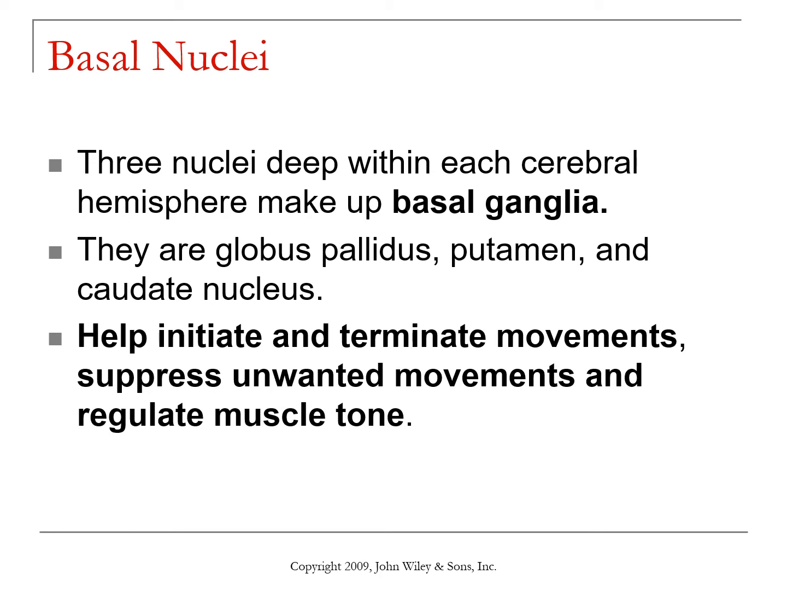The purpose of the basal nuclei, in a nutshell, is to help initiate and terminate movements so that they are smooth. The basal nuclei also help to suppress unwanted movements and help to regulate muscle tone. However, signals to skeletal muscles, again, are initiated from the primary motor areas in the precentral gyrus. The basal nuclei send signals to the primary motor area via the thalamus, but again, the primary motor area is what initiates those signals with help from the basal nuclei and the cerebellum.